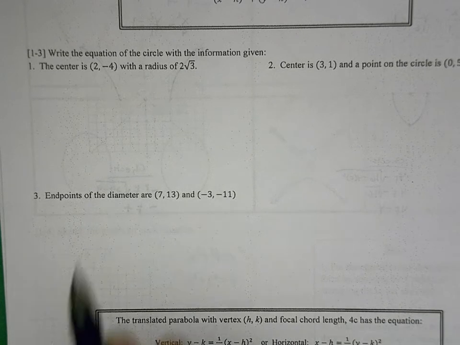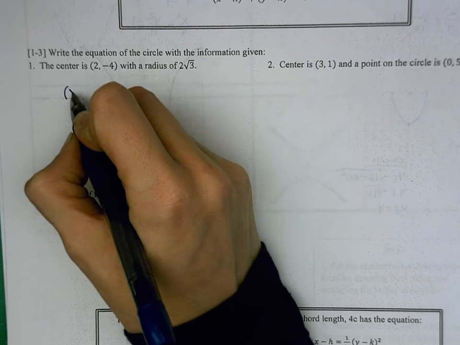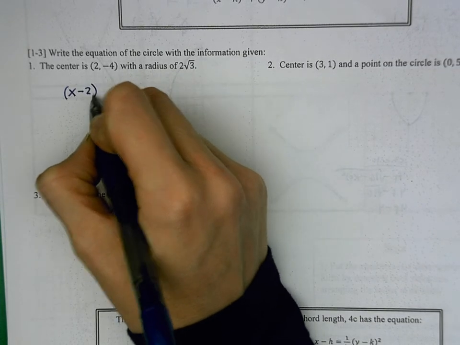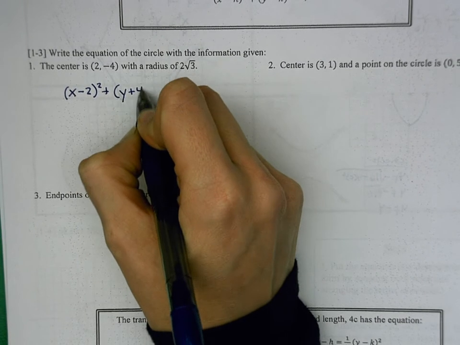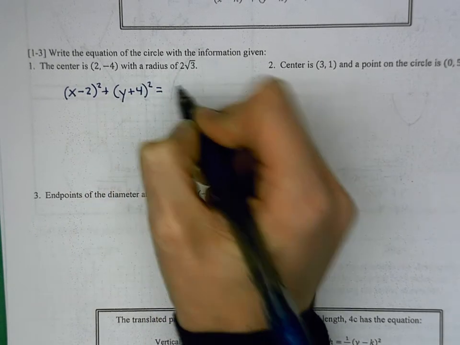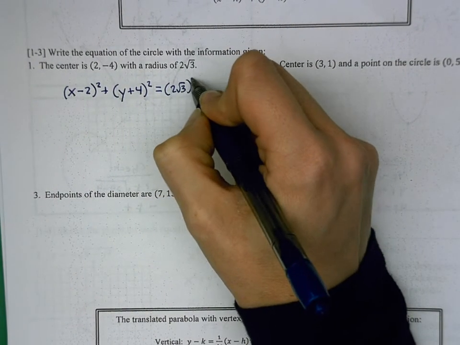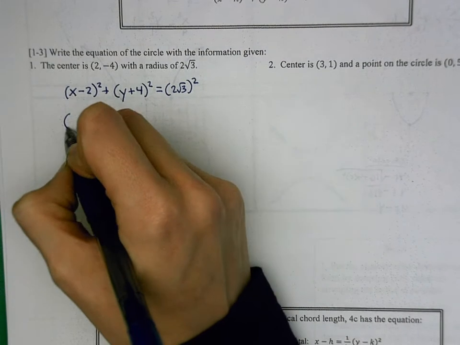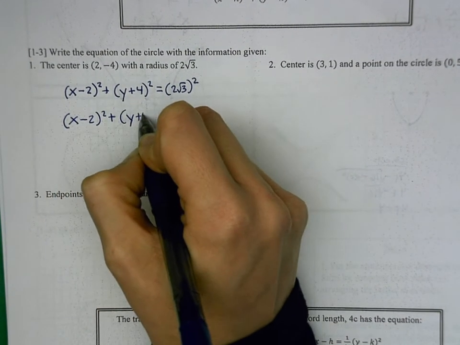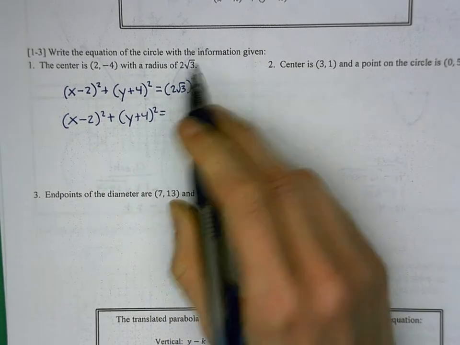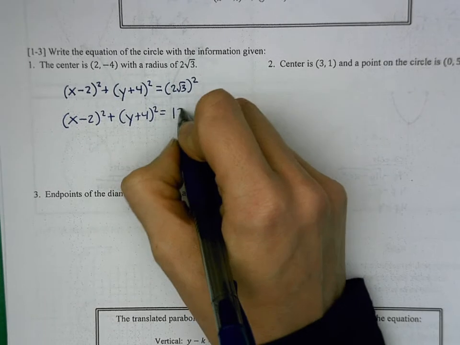Okay, so number one, again, center (2, -4), radius 2√3. So putting my center into my equation, we have (x - 2) quantity squared plus (y + 4) quantity squared equals, and back here we have our radius squared, so our radius is (2√3) quantity squared. If you wanted to write that a little bit differently, you could actually take the time to square that 2√3. So 2 squared would be 4, √3 squared would be 3, and 4 times 3 is 12.